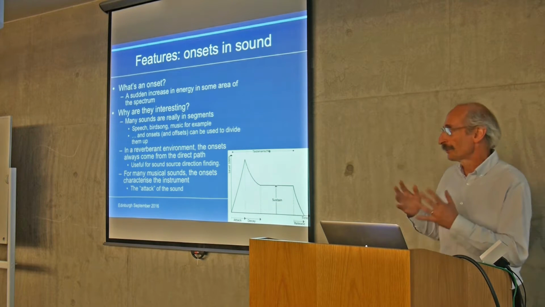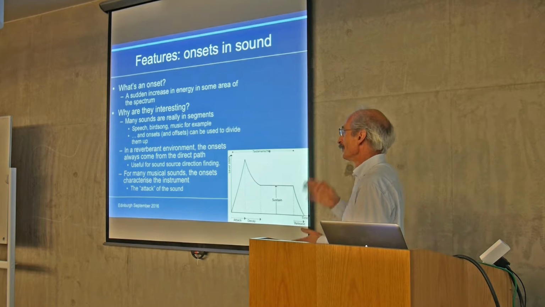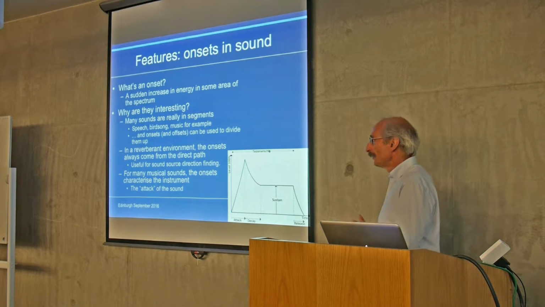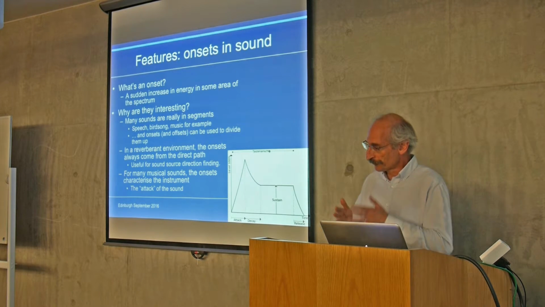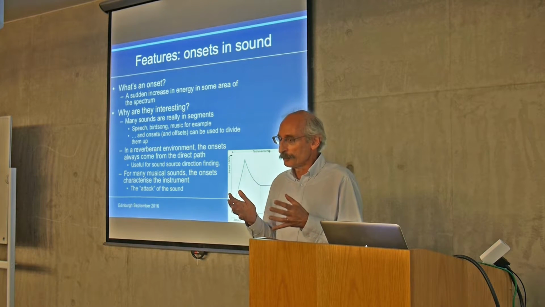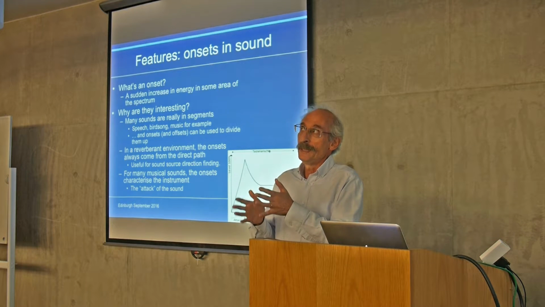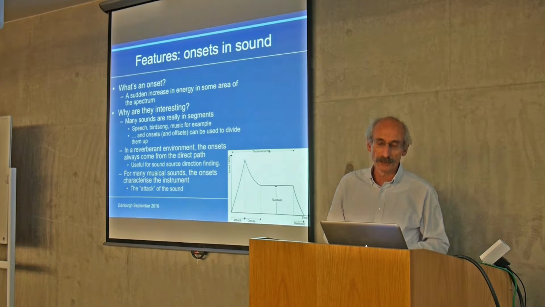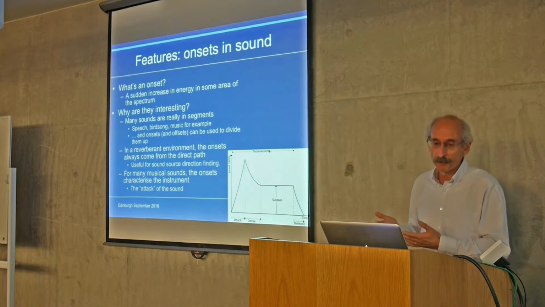So onsets are sudden increases in energy in some part of the spectrum. That's what makes an onset. In addition to that, a lot of sounds are very much in segments. Speech is impulsive, it's in little bits. You open your mouth and you get the voice signal out, you close your mouth and the sound stops. If you look at the energy in speech, it varies rapidly over 100, 150, 200 millisecond time. And maybe we can use onsets to help divide that up.